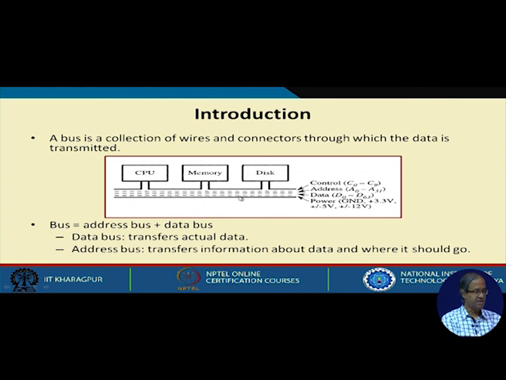In addition, there can be a set of power supply lines, various voltages and ground, so that some of the devices that are connected can directly draw power from those lines. The most important lines in the bus, though controls are also important, are address and data, because the address will specify the destination, with whom the master wants to talk, and the data bus will carry the actual data.